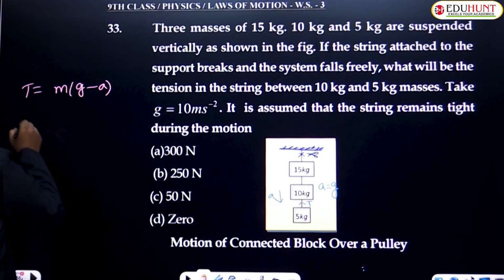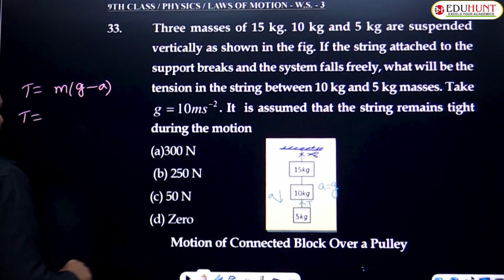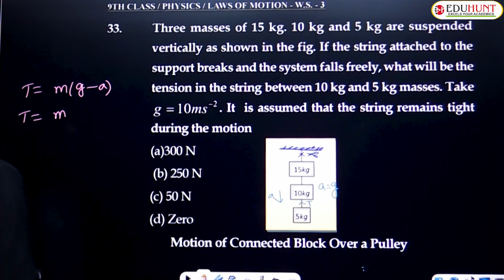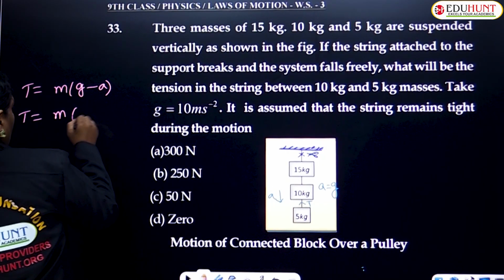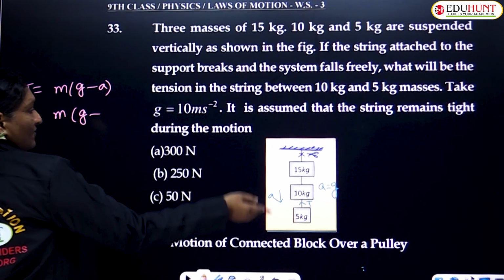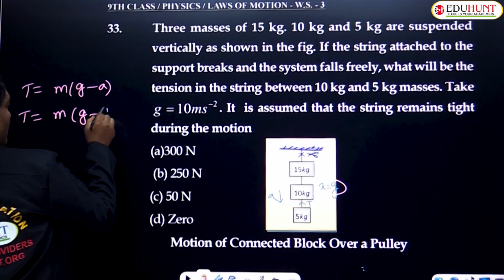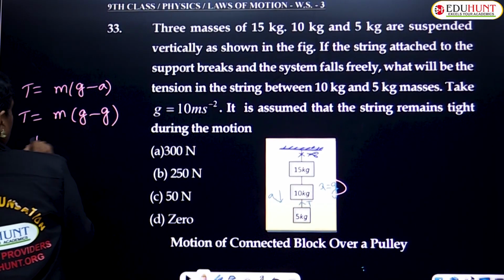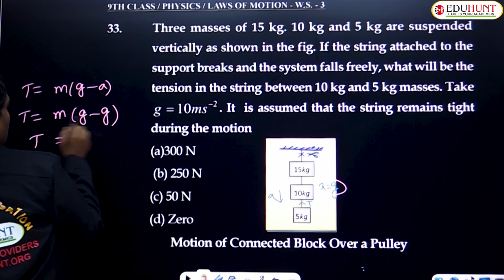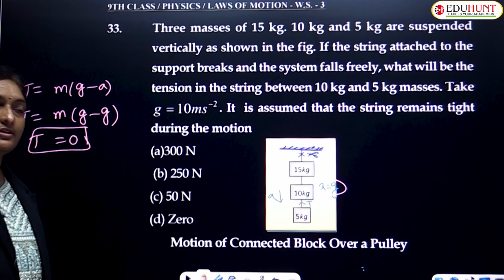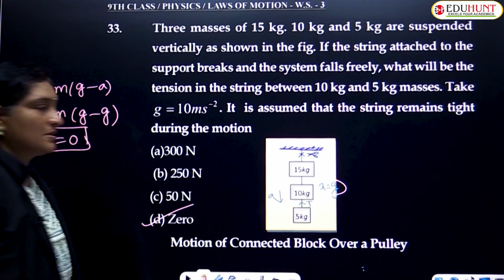So know this. Hence T is equal to the total mass that is falling into G minus A. As it is a freely falling body, the acceleration A is taken as G, so A is replaced with G, and G minus G is 0. 0 into anything is 0, hence the tension acting in the string is 0. So option number D must be true. Clear?